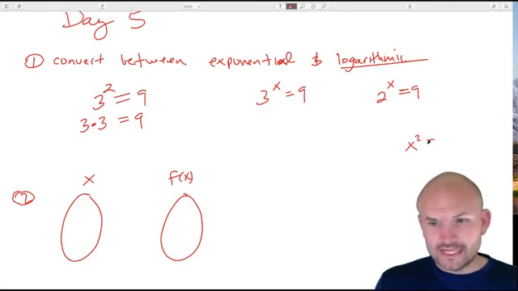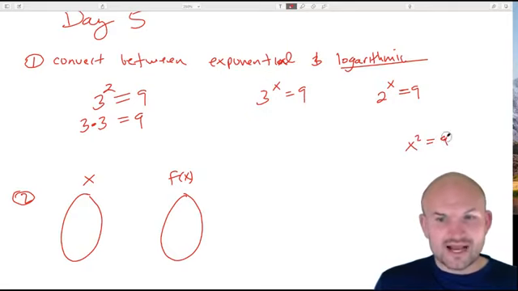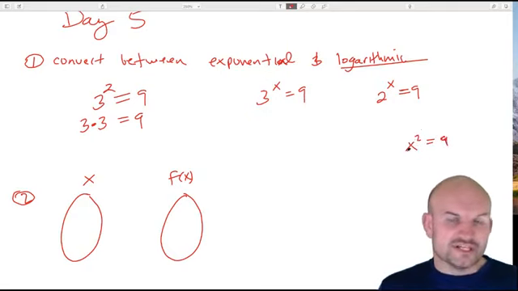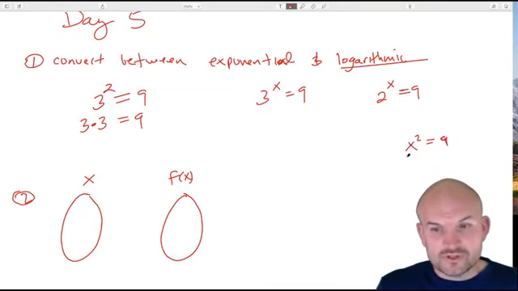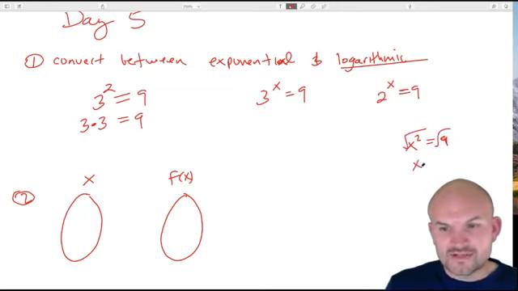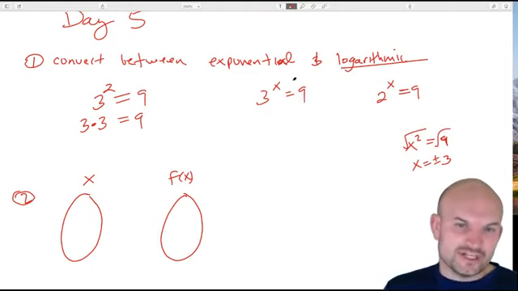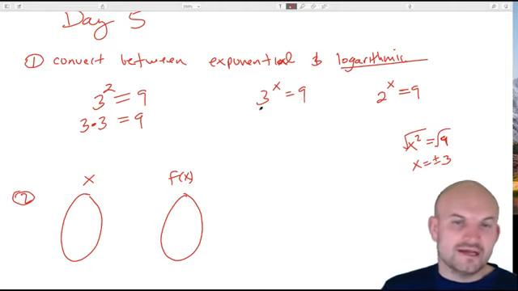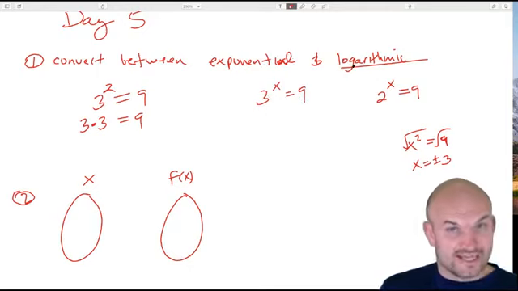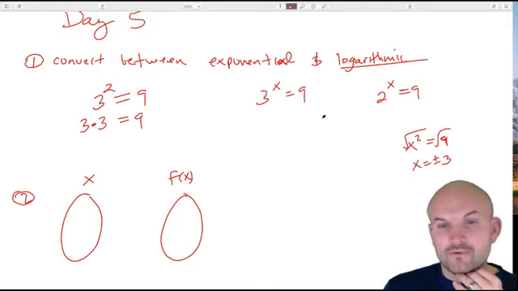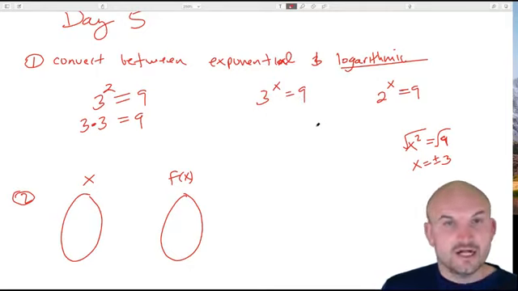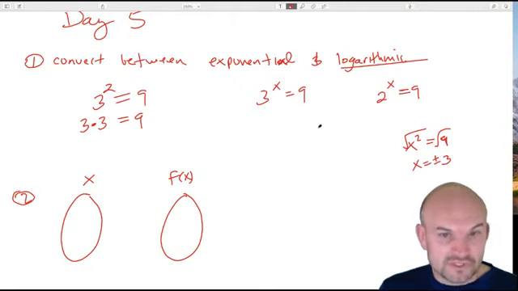When we want to solve for x, for instance, if this was x squared equals 9, if I want to solve for x here, I'm going to use the inverse operation of squaring, which would be the square root. So x would equal plus or minus 3. So then what's the inverse operation of this power, right? Well, of an exponential function, that is going to be the logarithm. And basically what we're going to do is take the log base 3 on both sides.